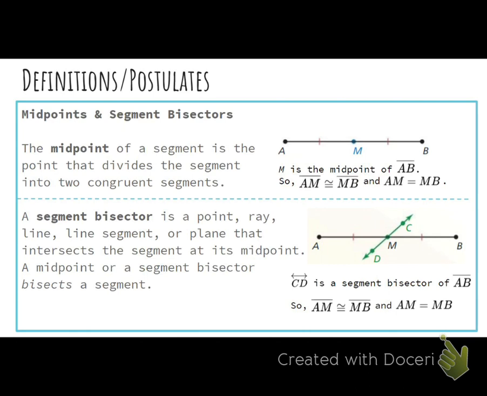Okay, so we have some definitions and postulates. Our first one is midpoints and segment bisector. Let me put my annotate mode on so I don't change my slide. So the midpoint of a segment is the point that divides the segment into 2 congruent segments.